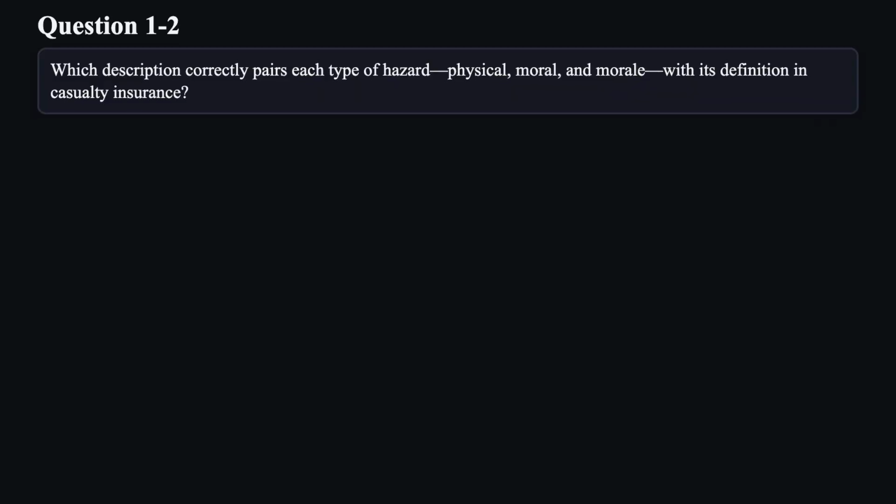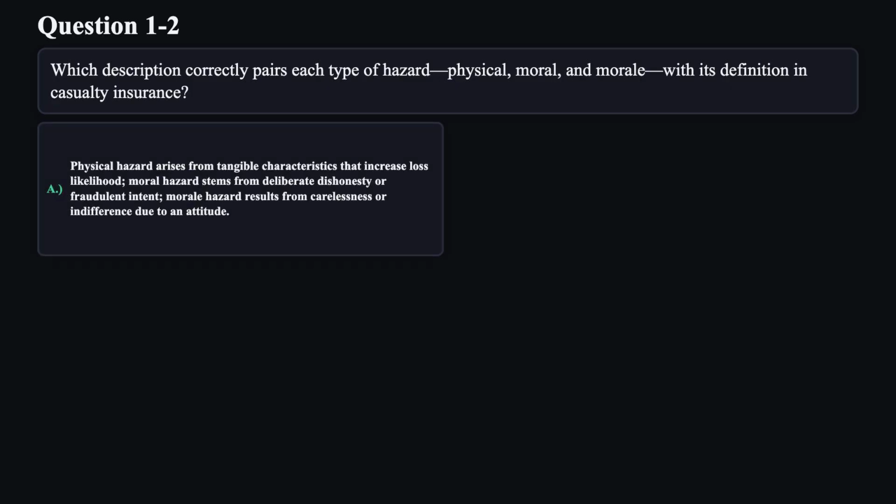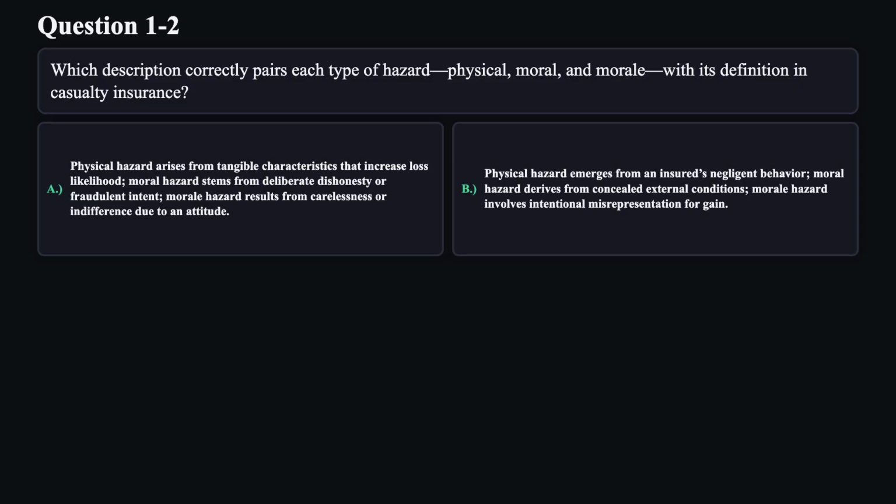Question 2. Which description correctly pairs each type of hazard, physical, moral, and morale, with its definition in casualty insurance? A. Physical hazard arises from tangible characteristics that increase loss likelihood. Moral hazard stems from deliberate dishonesty or fraudulent intent. Morale hazard results from carelessness or indifference due to an attitude. B. Physical hazard emerges from an insured's negligent behavior. Moral hazard derives from concealed external conditions. Morale hazard involves intentional misrepresentation for gain.